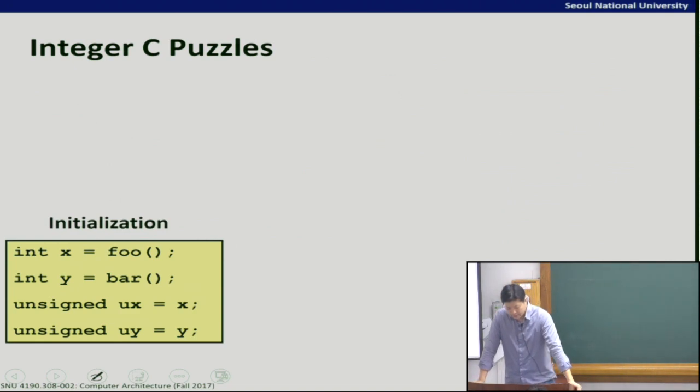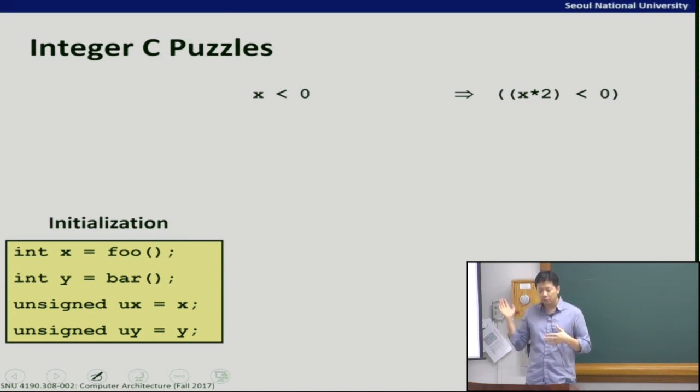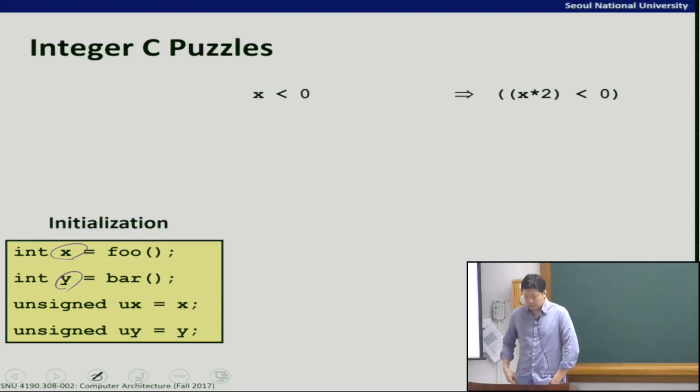So here are just some C puzzles. Let's go over them one by one. For each of these, the question is whether the statement is true or false. Let's say x is an integer value, y is another integer value, and ux and uy are unsigned integer values. There are four variables, and the question is whether the property holds or not.